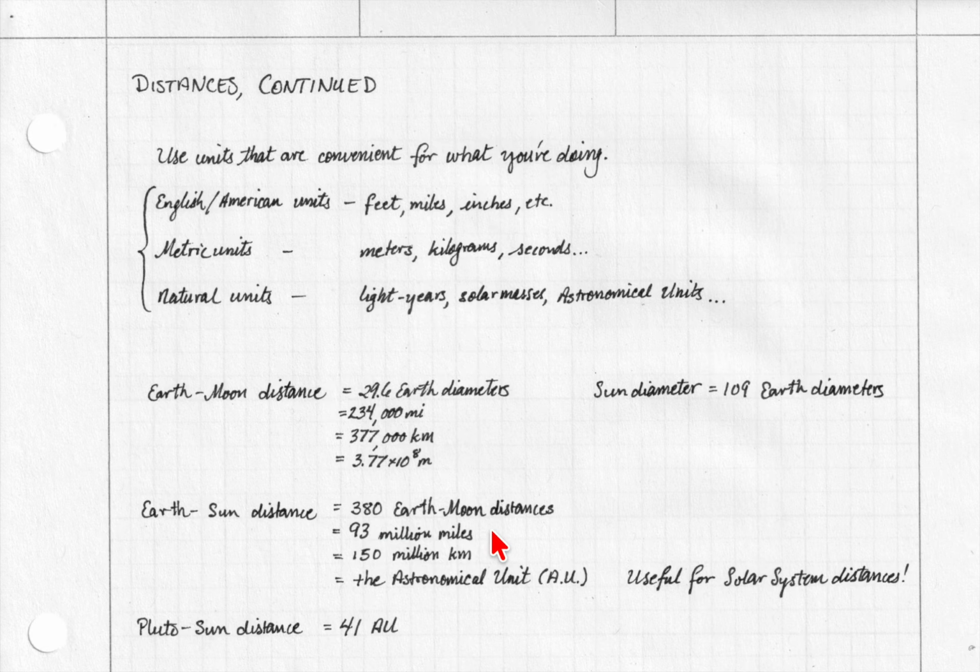That's 93 million miles, 150 million kilometers, and it is, by definition, the astronomical unit. AU, capital A, capital U. Sometimes lowercase au, but fine. So the AU is a useful natural unit for measuring distances within our solar system. For example, how far is it from the sun to Pluto? 41 AU, on average. It actually gets a little closer in and a bit farther out over its orbit. So, we start using these larger scales when we're measuring distances that are larger.